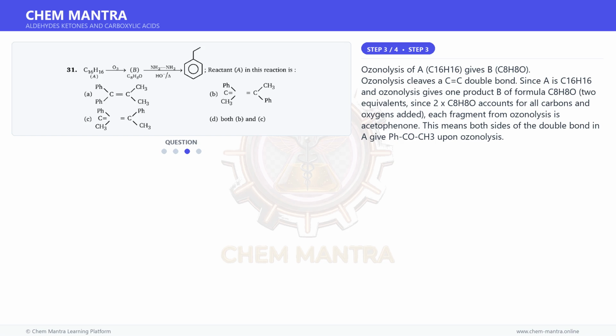Moving on to the next step. Ozonolysis of A, C16H16, gives B, C8H8O. Ozonolysis cleaves a C=C double bond. Since A is C16H16 and ozonolysis gives one product B of formula C8H8O, two equivalents, since 2 times C8H8O accounts for all carbons and oxygens added, each fragment from ozonolysis is acetophenone. This means both sides of the double bond in A give Ph-CO-CH3 upon ozonolysis.